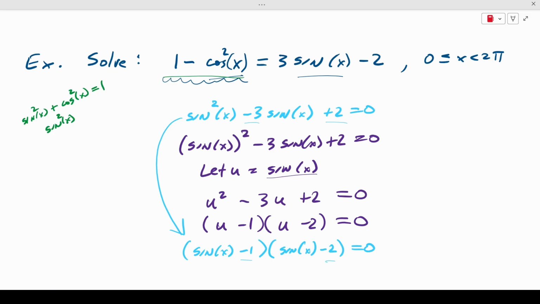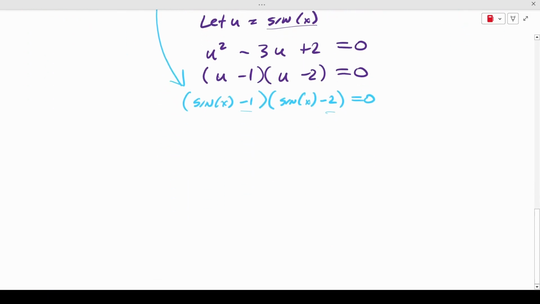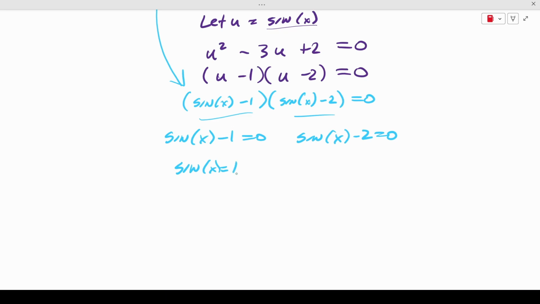Okay. So now at this point, I'm saying, well, how can the left-hand side be 0? Well, the only way for the left-hand side to be 0 is if this is 0 or this is 0. So I have sine of x minus 1 equals 0. I have sine of x minus 2 equals 0, and I need to solve both equations. I have sine of x equals 1. I have sine of x equals 2.